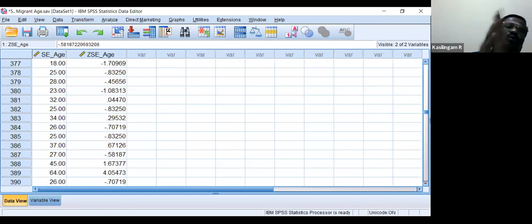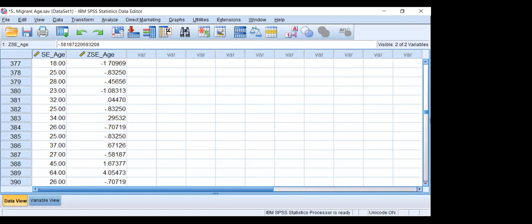Absolute means ignoring minus or plus, right? So if it is any value, why is it positive? Because on the upper side there is an outlier. If it is on the downward side, it will be minus. So this is the way you have to identify the outlier, considering minus and plus 3.